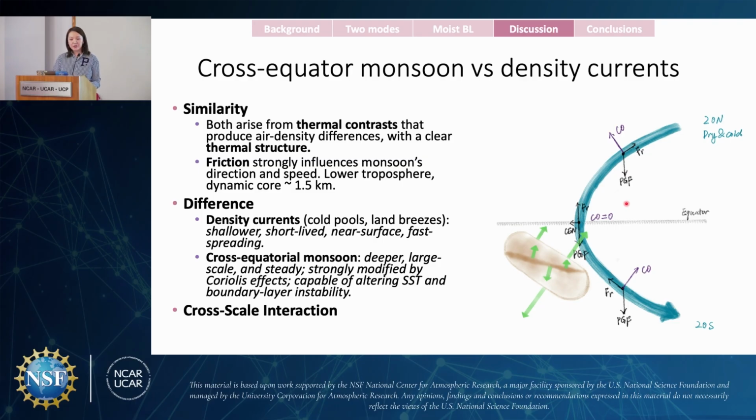The density currents, including the cold pools and land breezes, are shallower and shorter lived. They propagate near the surface and spread very fast. The cross-equator monsoon is deeper, the dynamical core is higher, and it is large-scale and steady. It is more strongly modified by the Coriolis effect, and it is capable of altering SSTs and boundary layer instability.